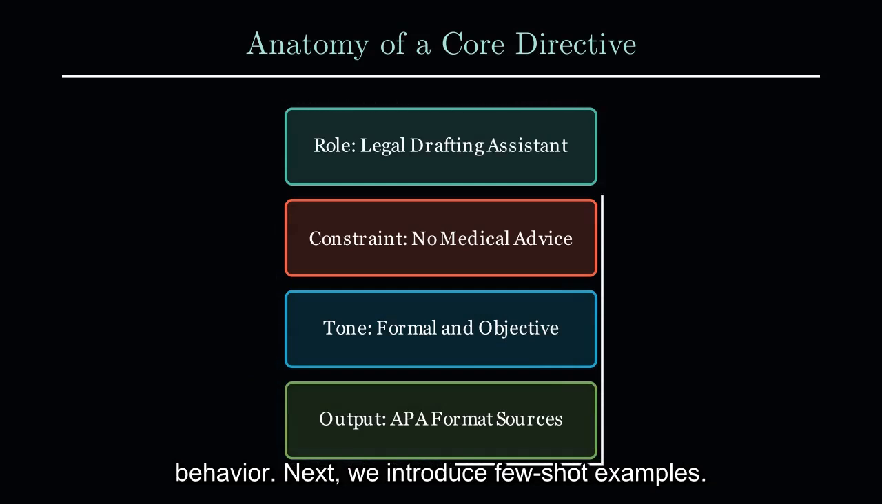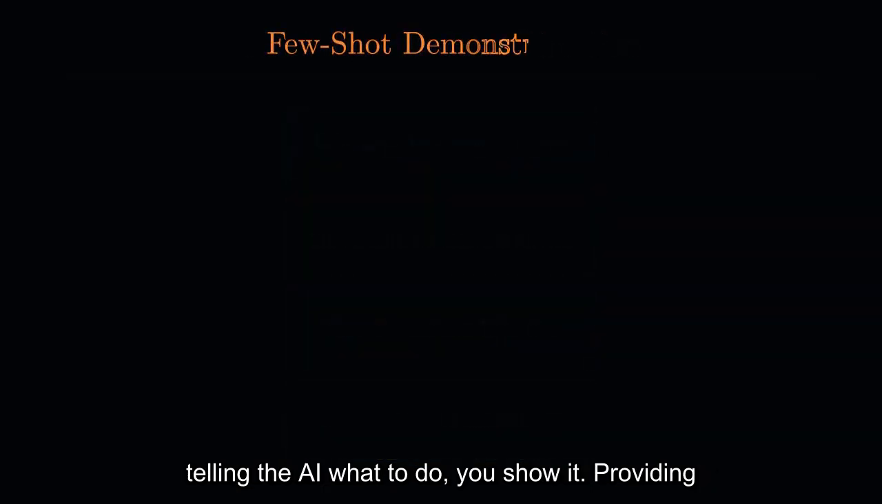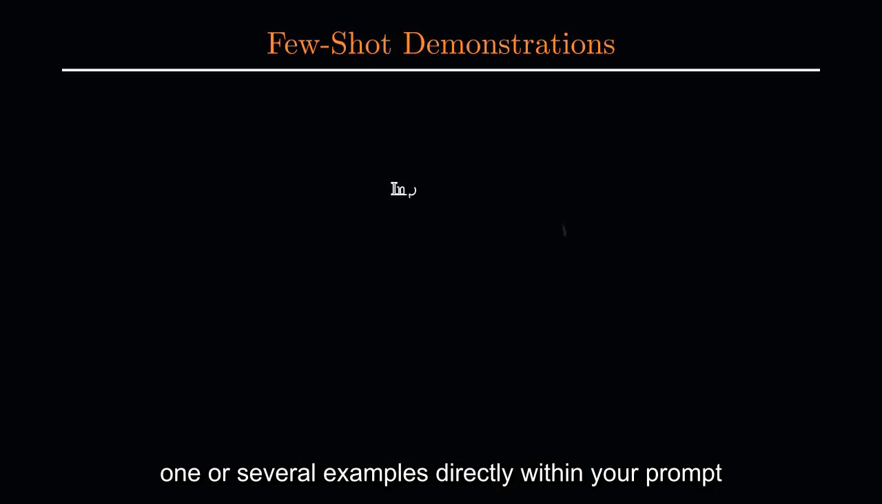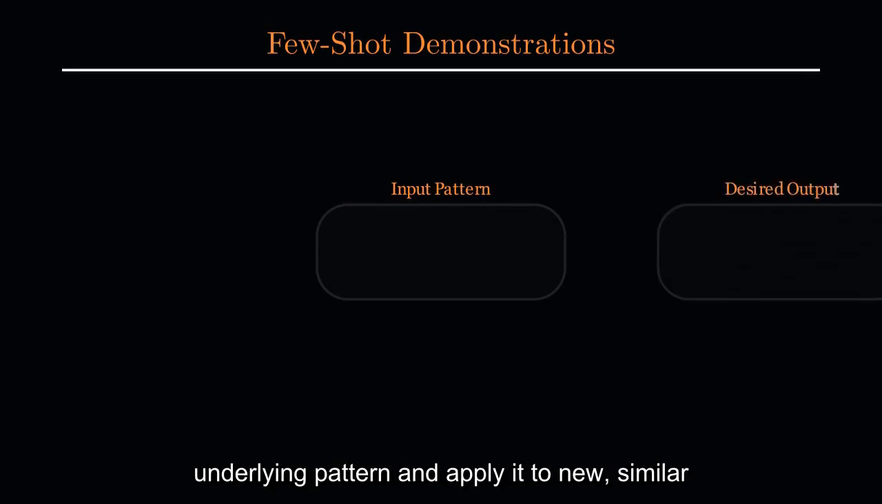Next, we introduce few-shot examples. These are invaluable demonstrations that illustrate the desired input-output pattern. Instead of merely telling the AI what to do, you show it. Providing one or several examples directly within your prompt or context window allows the AI to infer the underlying pattern and apply it to new, similar queries.